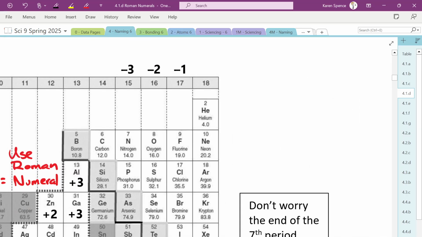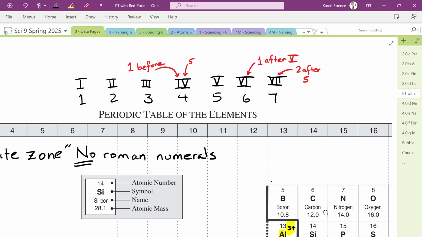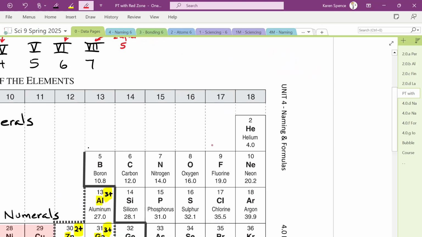How many valence electrons does group 17 have? It has 7 valence electrons. How many does it want to have? 8. So it's going to gain 1 electron. If it gains 1 electron, what is its charge? -1. Okay, so you can see here we have, and if you wanted to add that onto your periodic table, you can do so. Group 17 is -1.